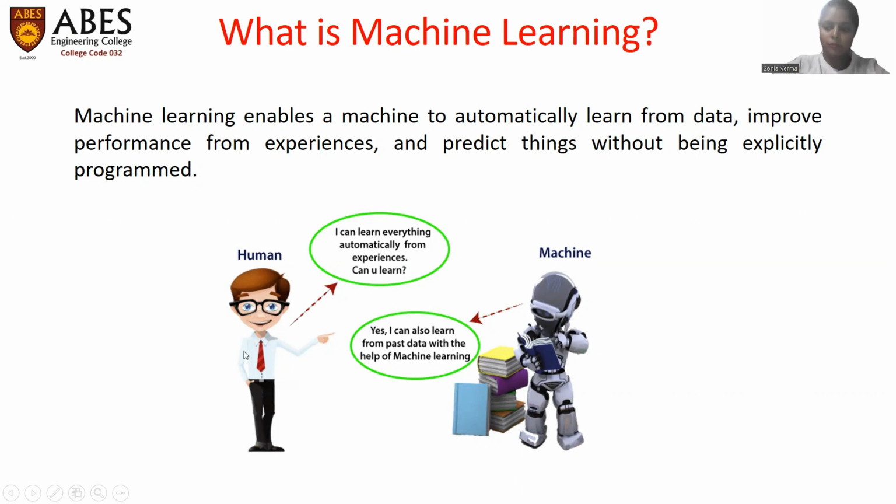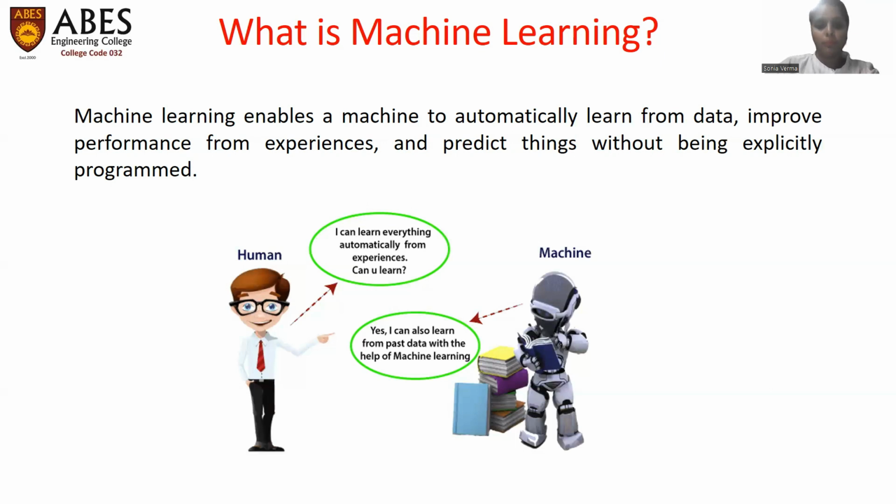Well, how do we learn from our experiences? When we are children, our mother or father or our parents tell us that this is a pen, this is a pencil. From that we come to know and we are able to recognize things. Similarly, in such a manner, a machine also learns from its data, from past experience. So here is a conversation between the human and the machine. Human says that I can learn everything automatically from experience. Can you learn? Machine: Yeah, I can also learn from the past with the help of machine learning.